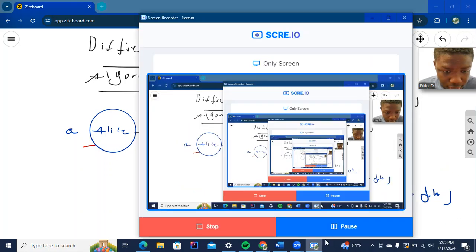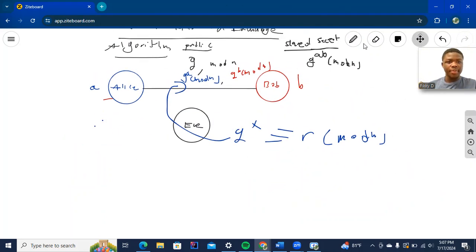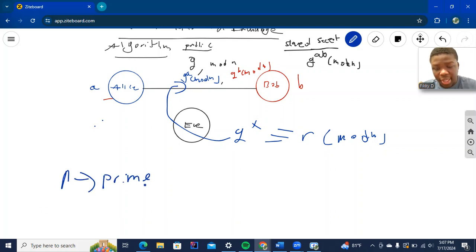Okay, so I really didn't talk about some of the details in the Diffie-Hellman key exchange algorithm, but the first thing I want to talk about is the modulus we use in the algorithm, which is the assumption that n is prime. This isn't outright easy to explain why, but n is prime.